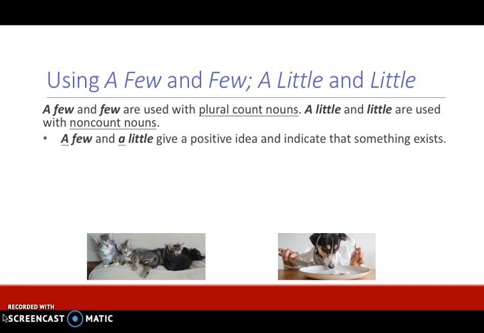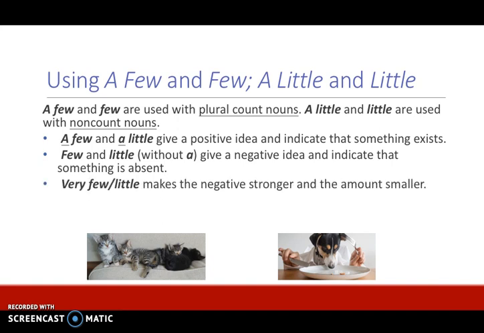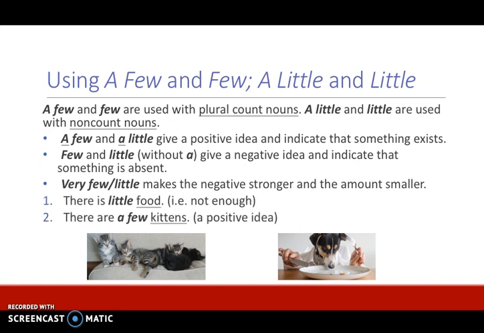So, a few and a little, with the letter A in there, the article, give a positive idea and indicate that something exists. Few and little, without the article a, give a negative idea and indicate that something is absent. Very few or very little makes the negative stronger and the amount even smaller.